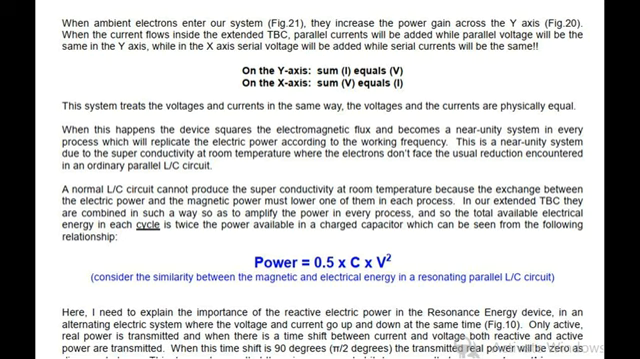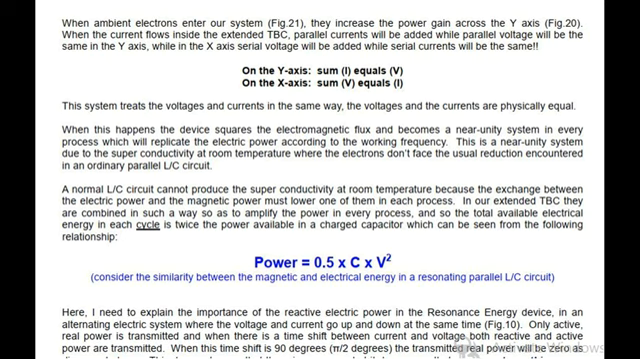In our extended TBC, they are combined in such a way so as to amplify the power in every process, and so the total available electrical energy in each cycle is twice the power available in a charged capacitor, which can be seen from the following relationship. Power equals 1/2 capacitance times voltage squared. Consider the similarity between the magnetic and electrical energy in a resonating parallel L/C circuit.